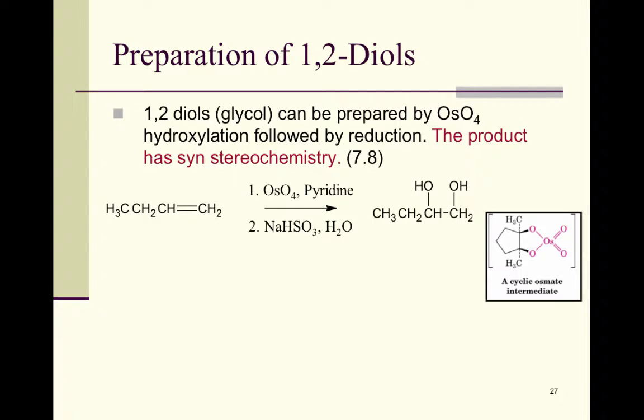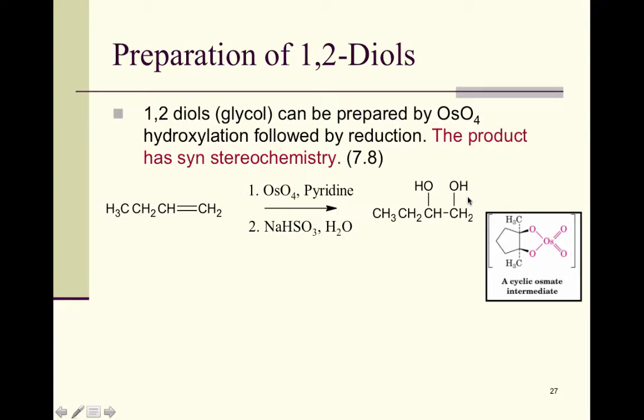1,2-diols, also known as glycols, can be prepared by osmium tetroxide. The hydroxylation is followed by a reduction. The product has syn stereochemistry. For more details, go ahead and look back at section 7.8 in your textbook. This is the intermediate that's happening, and this shows us why it has syn stereochemistry.